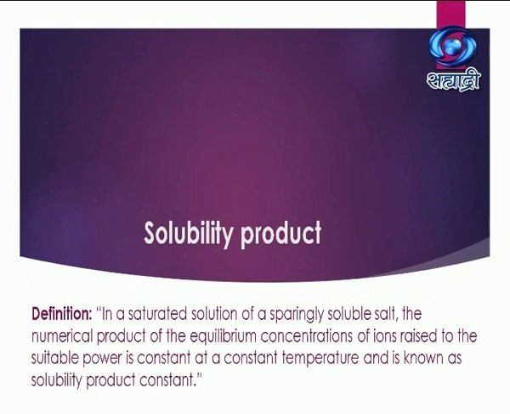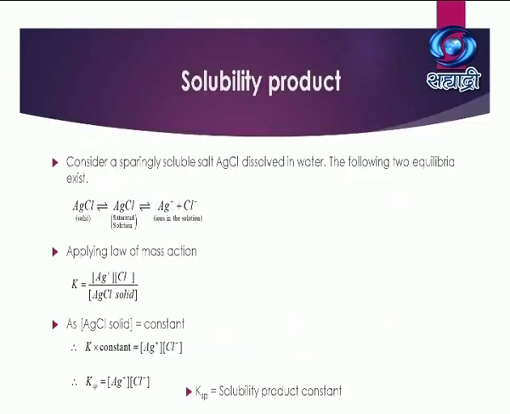Now let's consider the definition of solubility product. In a saturated solution of a sparingly soluble salt, the numerical product of equilibrium concentrations of ions raised to the suitable power is constant at a constant temperature and is known as the solubility product constant. The definition can be explained by taking an example.